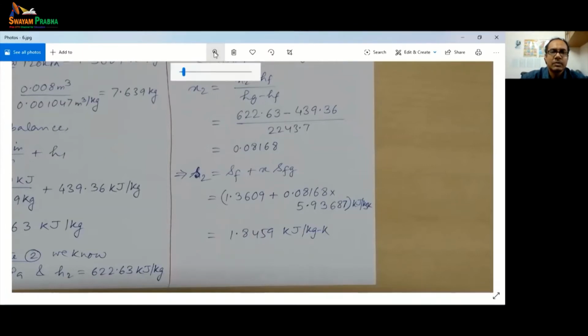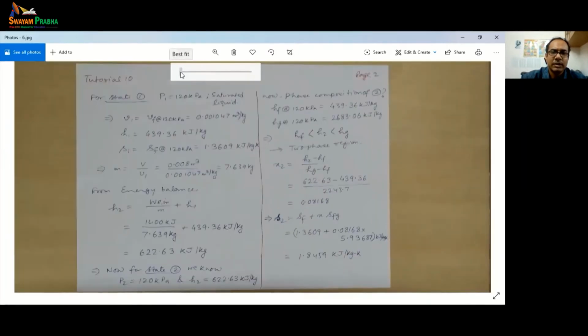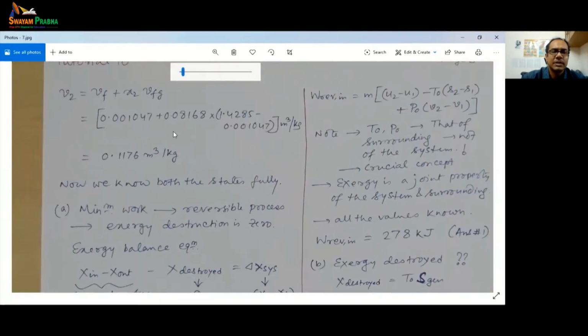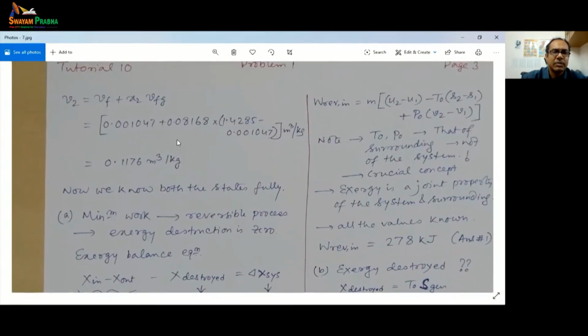Okay, so state 2, all the relevant properties we now know. Now what's the next step? Another thing we need to know here is the specific volume, because all these values you will require for the calculation of exergy. So specific volume will be equal to vf plus x2 times vfg, and again you can find those individual values from the table, and v2 will be equal to 0.1176 meter cube per kg.